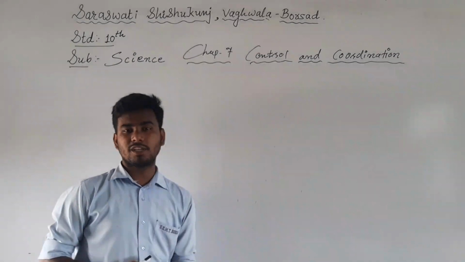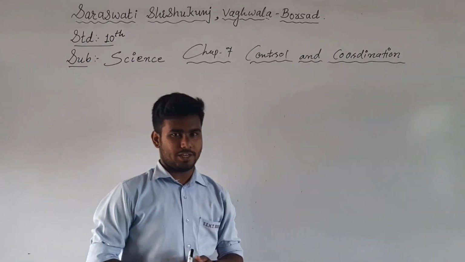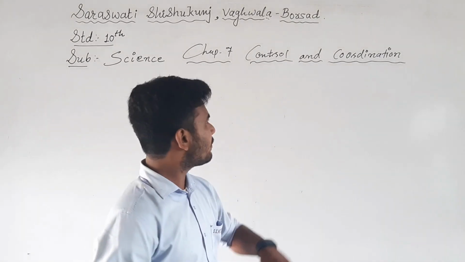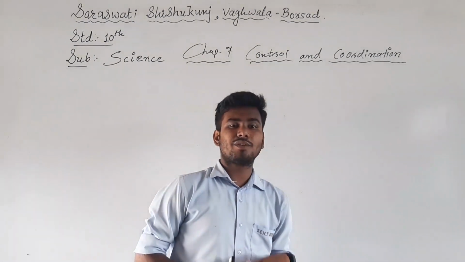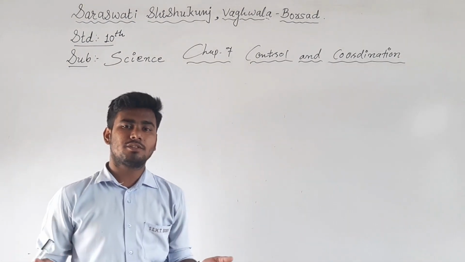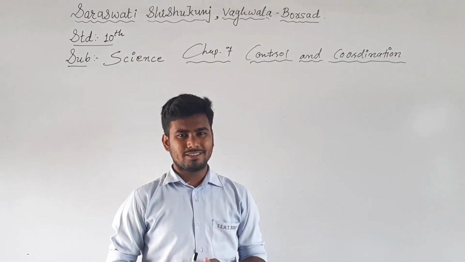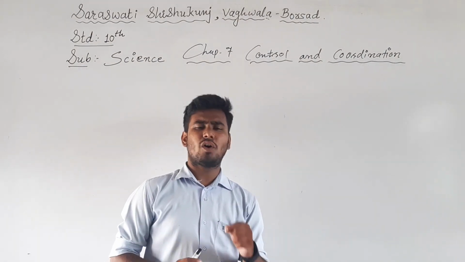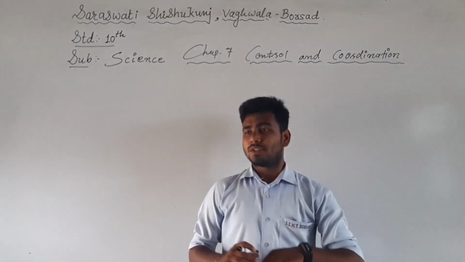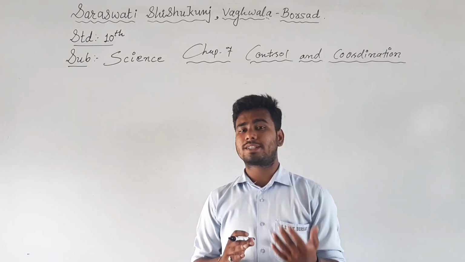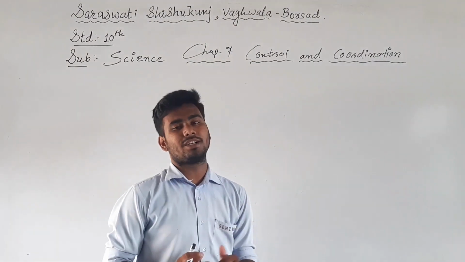Welcome to our first video session of chapter number 7, Control and Coordination. Here, first of all, what this word means, control and coordination. Control of what and coordination with whom? We all know that in our environment there are certain changes and every organism has to coordinate with the environment. In this chapter we are going to understand those changes and how to respond to them.